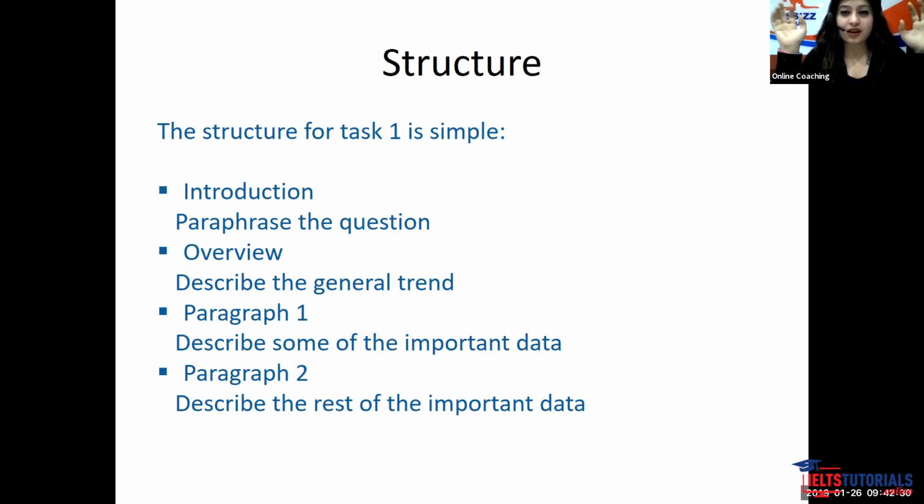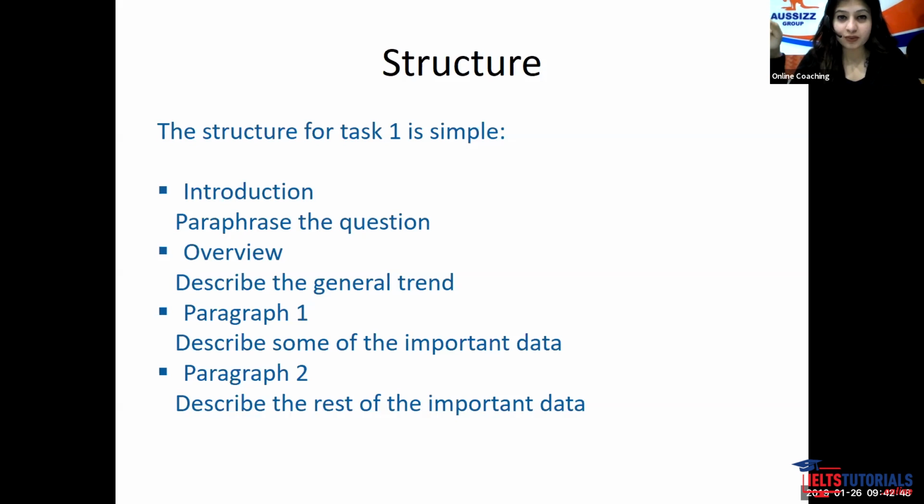Now understand how you write an introduction. A much more detailed slide is given, but I'll just give you an overview. How do you write an introduction? Basically, in your introduction, you only have to paraphrase the question. That means you just have to write the question in your own words.